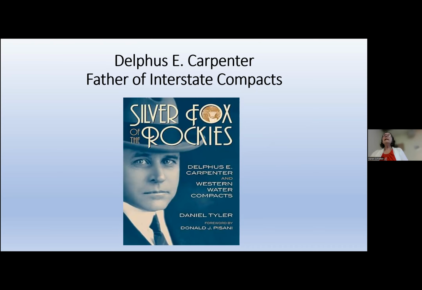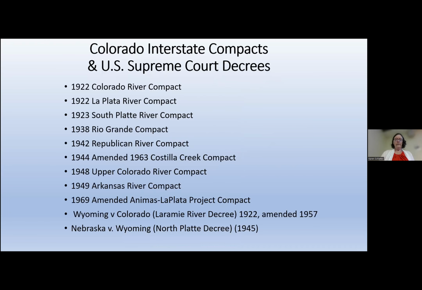Those agreements then are approved by every state legislature and by Congress. So a compact is first a contract, then it's state law, and it's federal law. The thing about compacts is they're not easy to put together, and they're even harder to change. Here's a list of compacts for Colorado.